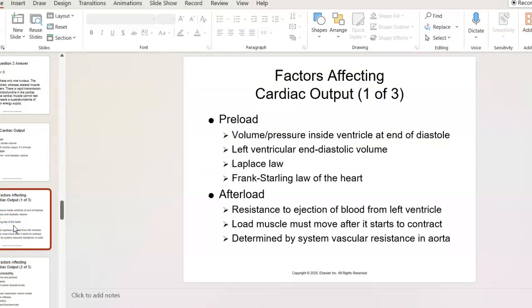Factors affecting cardiac output. This is a tough one. So preload and afterload. Preload is basically the amount of stretch of the heart at the end of diastole. So things that come into play at this point are how flabby is that heart? How strong is that heart? Does that heart have resilience and rebound, or does it not?